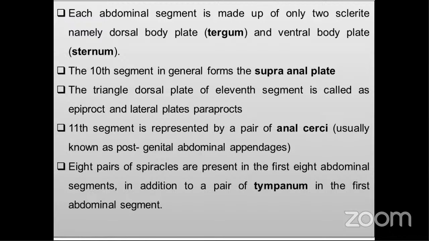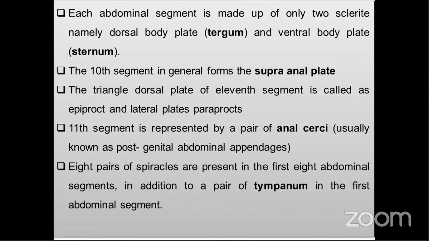This ovipositor is present in the 8th and 9th abdominal segments. It consists of two pairs of basal sclerites, the valvifers, and three pairs of valvulae, present in the 8th and 9th abdominal segments. The 10th abdominal segment we call the supraanal plate.